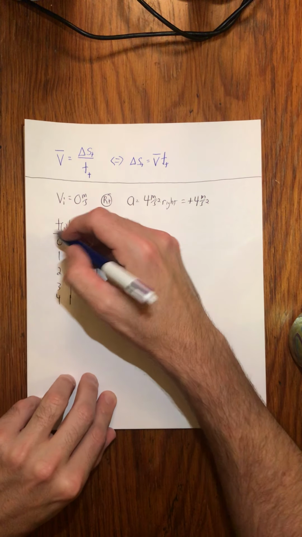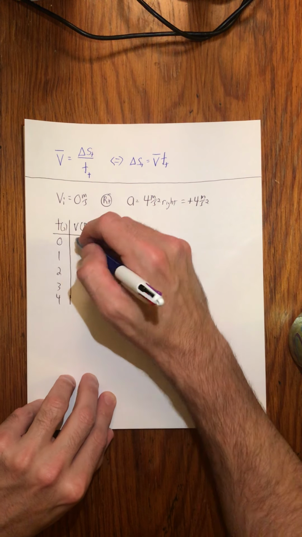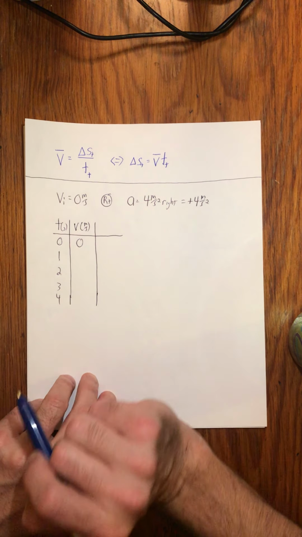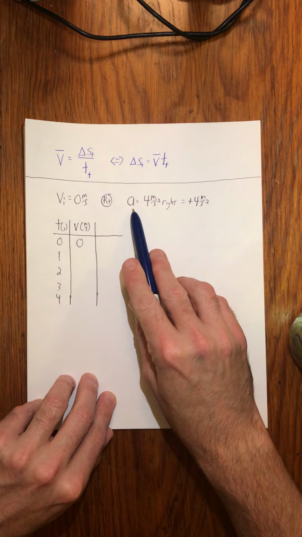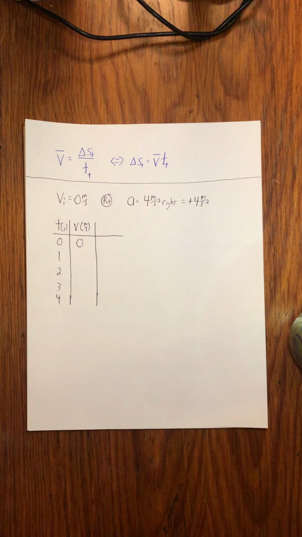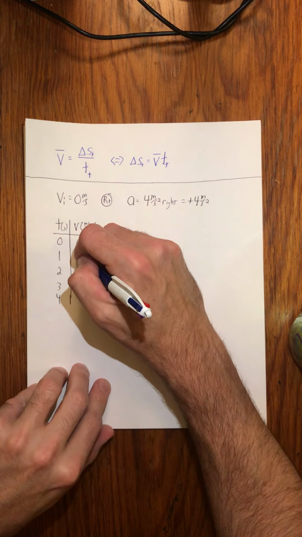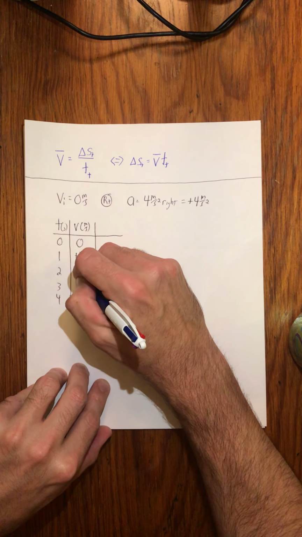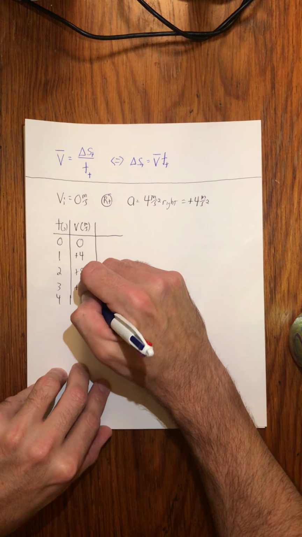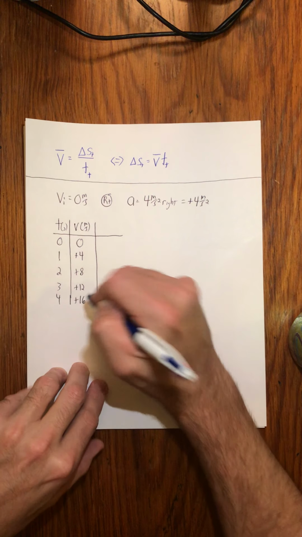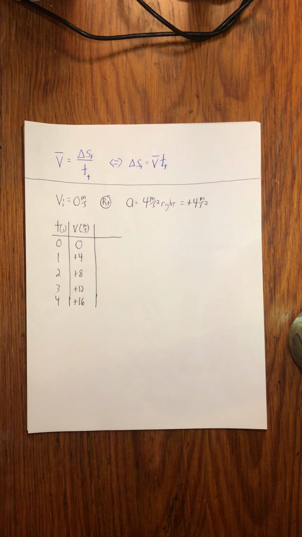So what do I have here? Well, I know at t equals 0, it's at rest, and at t equals 1, here we go, this is an acceleration of 4 meters per second each second. So this ends up with positive 4, then positive 8, then positive 12, then positive 16. Right? That's our notion here.